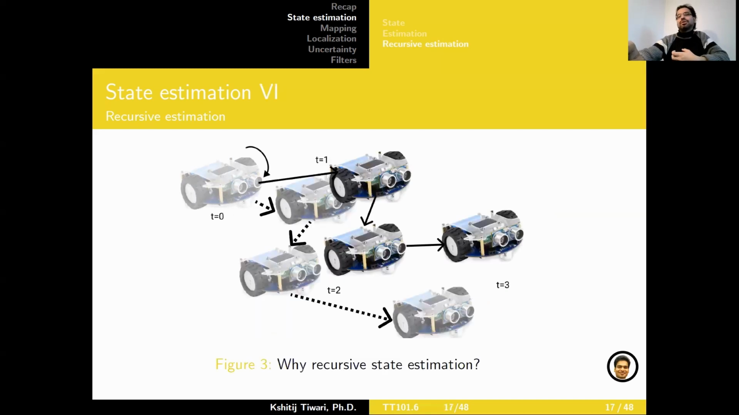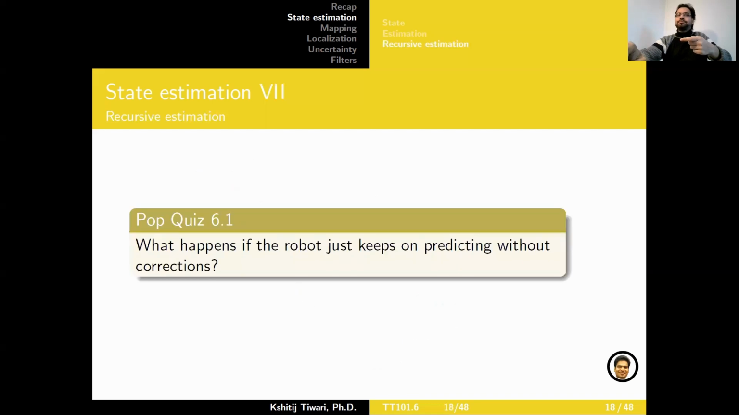So essentially it would look something like this, where let's say the dark images are the actual ground truth versus the lighter images are the path you took, and you need to do recursive estimation. Now, the interesting question here is, what happens if the robot just keeps on predicting its state for the next step without actually correcting for anything? This could happen if there are no landmarks whatsoever. But then the question for you is, what happens in that case? What does the worst case scenario look like?